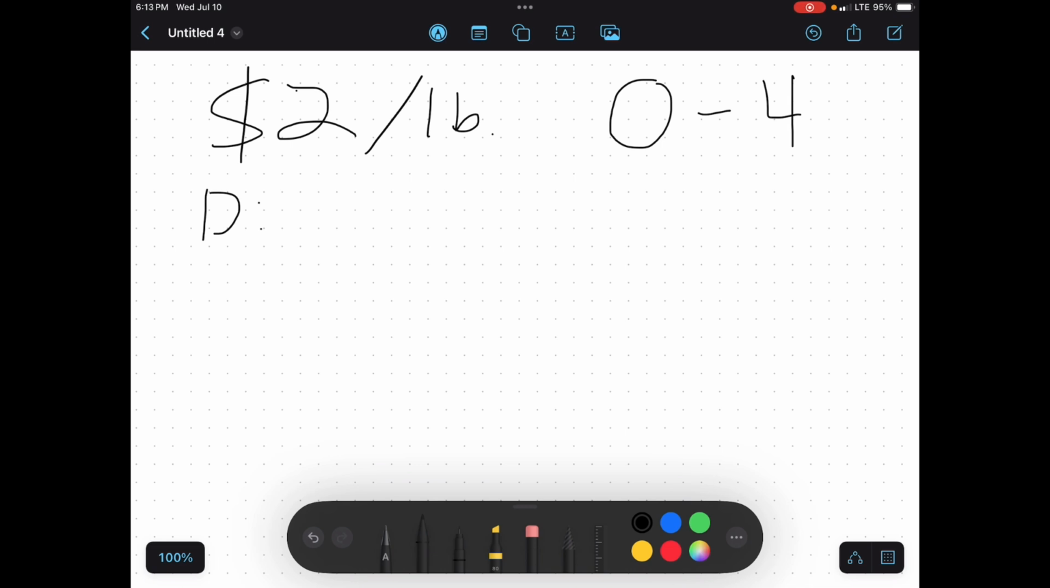But I think for our purposes to just understand what the domain is, we have all values of x such that 0 is less than or equal to x, which is less than or equal to 4. So that's all possible input values. I could buy 0 pounds, 4 pounds, 2.371695 pounds. I could buy any fraction of a pound of broccoli.